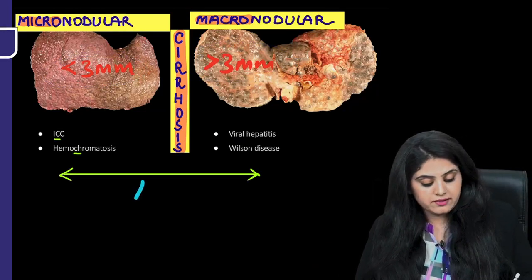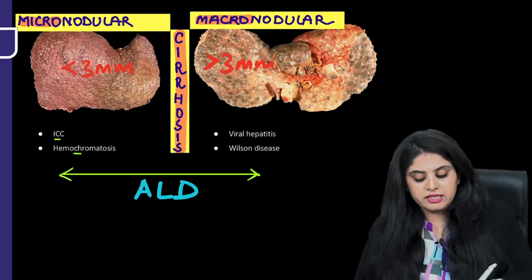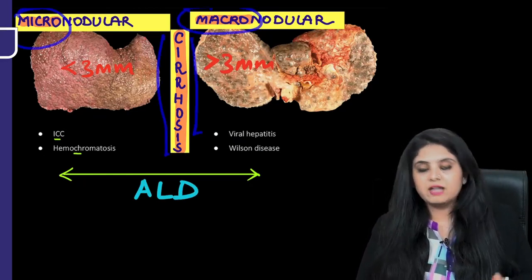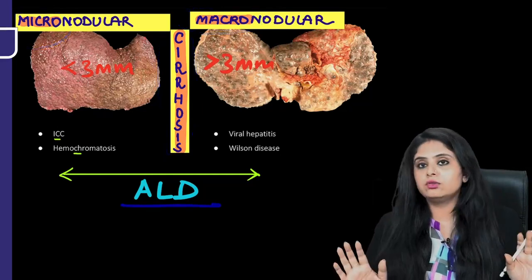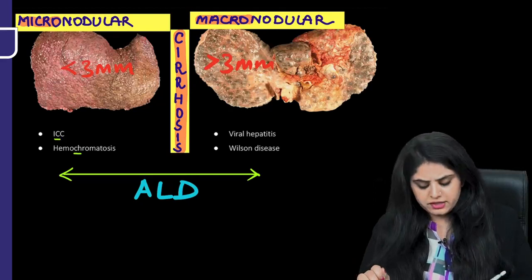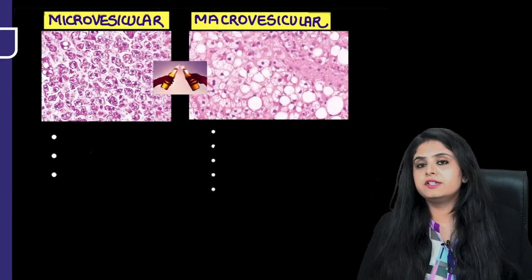But alcoholic liver disease can show you both. Initially, it shows you micronodular cirrhosis. After some time, it shows you macronodular cirrhosis. So alcohol to dono type, right? Now, because we were talking about alcoholic liver disease, I'll show you all the pictures of alcoholic liver disease also.